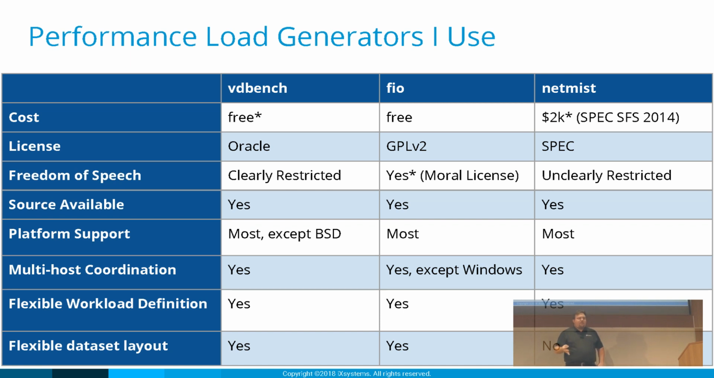All right, so I just want to go down some of the pros and cons of these. VDBench and FIO are both free. VDBench is, however, encumbered by the Oracle license, which does have some restrictions on it. NetMist is not free. You do have to buy that from SPEC, because it is a product and that helps fund further development of it.